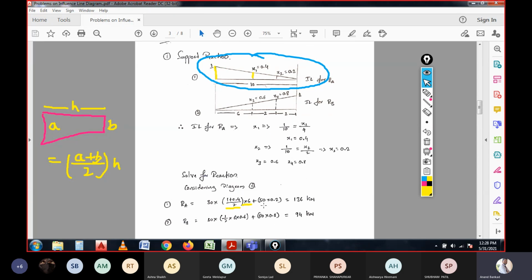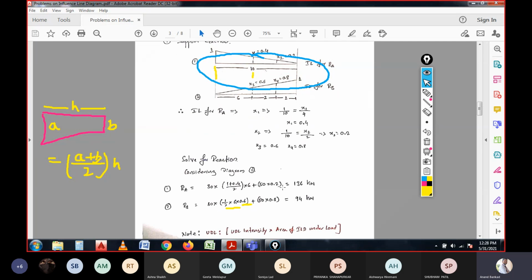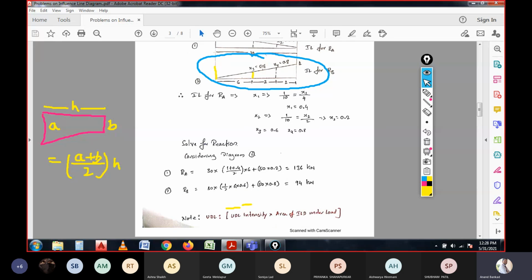So that is written as 50 into 0.2. Now again, if you consider this diagram for the reaction at B, here it is 50 into 0.8. That is, again, we have considered the 30 kilonewton uniformly distributed load acting on the area of the triangle, having a height of 0.6 and a length of 6 meter, that is half base into height with the intensity of load, plus we have 50 into the coefficient value of 0.8.